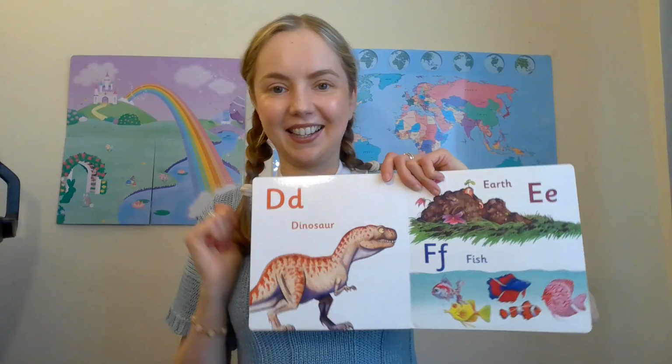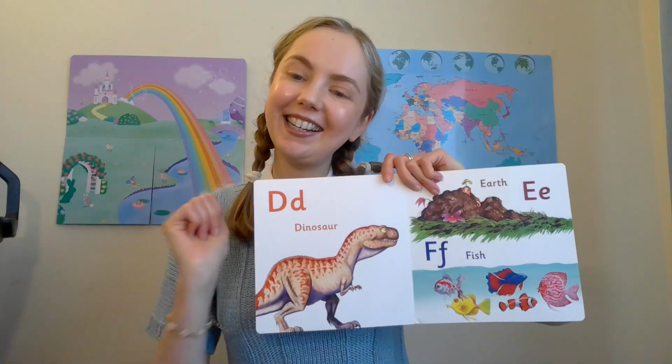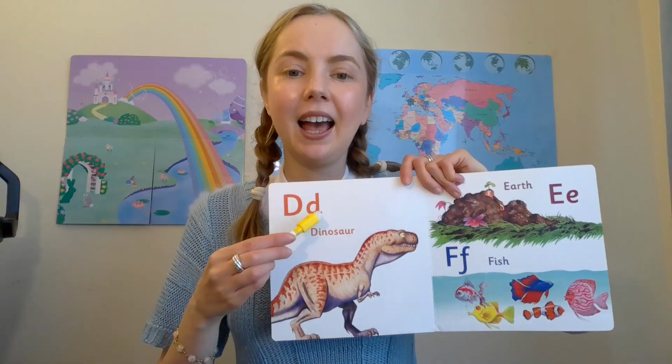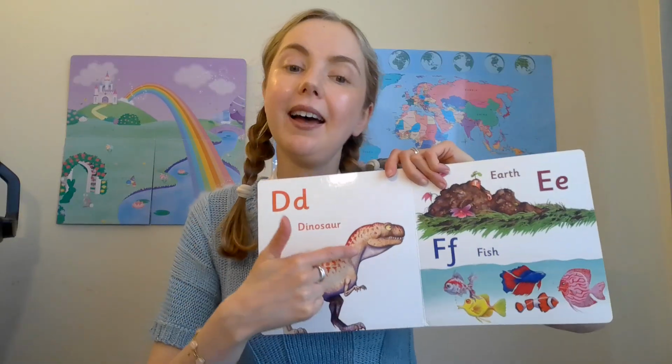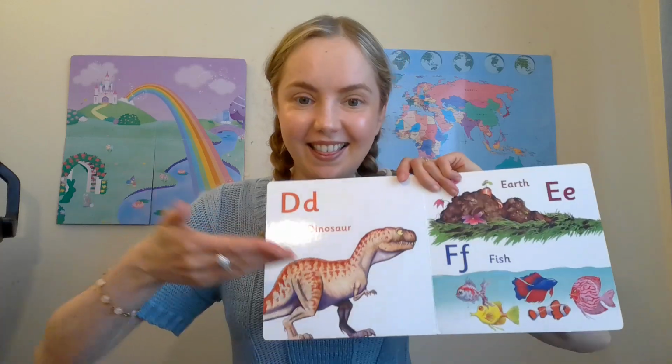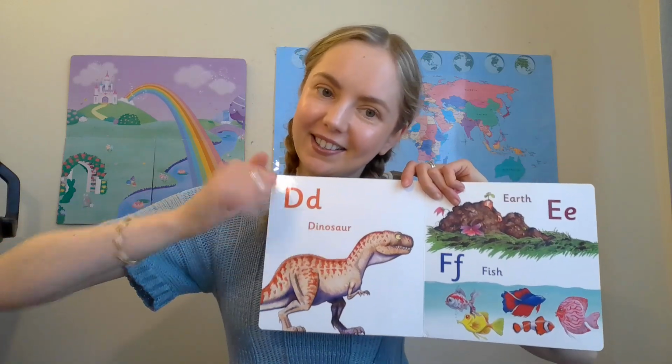Okay, next letter of the alphabet, D. We've got big D and small d. D is for dinosaur. This is a dinosaur, okay?